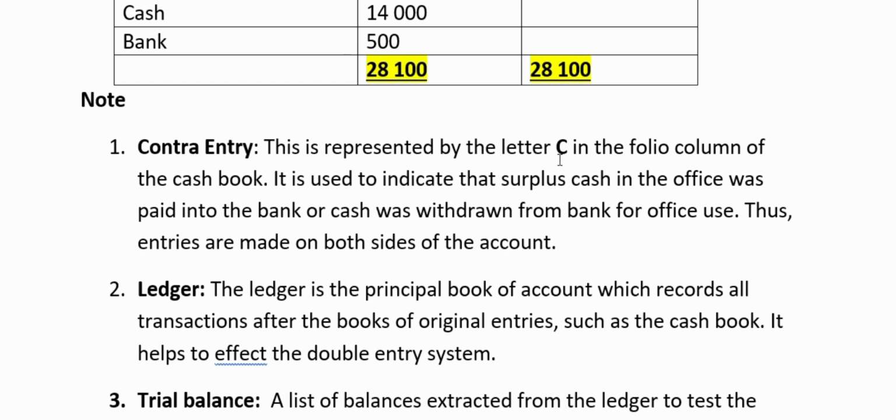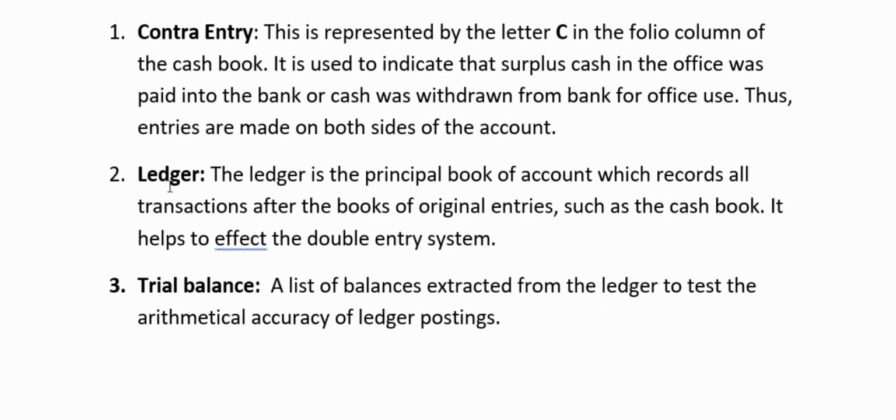This is represented by the letter C in the folio column of the cash book. It is used to indicate that surplus cash in the office was paid into the bank or cash was withdrawn from the bank for office use. Thus, entries are made on both sides of the account. It is called a contra entry. Then the explanation of the ledger, and then we have the trial balance, a list of balances extracted from the ledger to test the arithmetical accuracy of ledger postings.